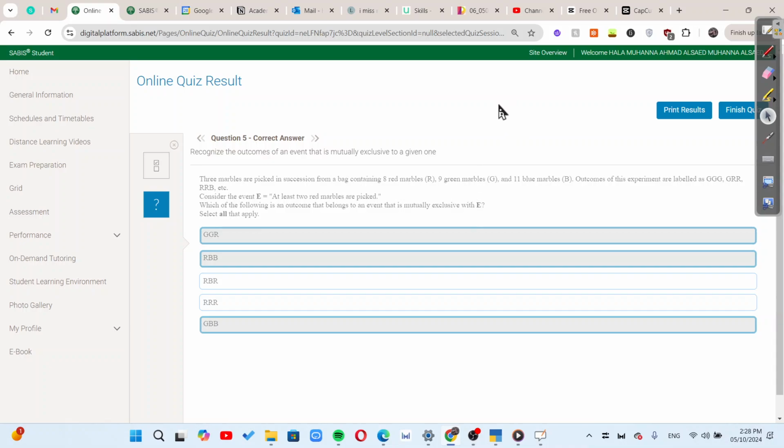Inclusive means in or included. Exclusive means excluded. So what values are not at least two red marbles? You need to see which values do not include two reds. It can include one but not two. So GGR, RBB has only one red. This has one red. These have two reds, so it's part of E, so you don't choose it. This has three reds, so it's part of E, so we don't choose it. And GBB has no reds, so you definitely choose it.